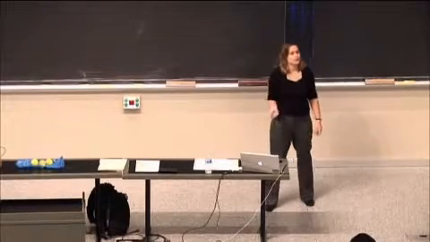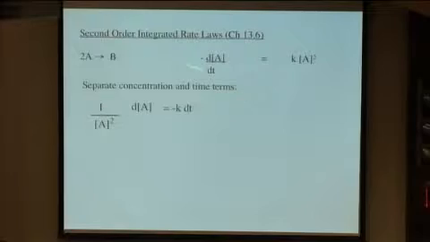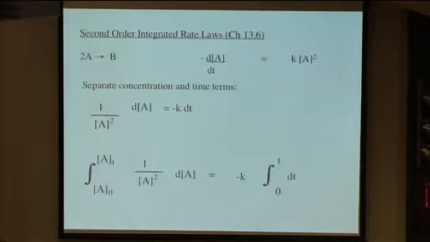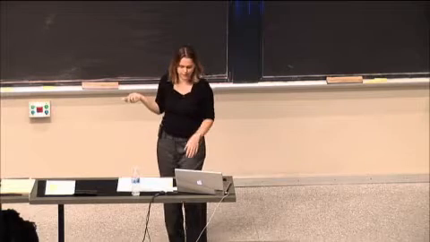Now, as we did with the first order expression, we're going to separate our concentration terms and our time terms. So we're going to bring our concentration term over to one side, another concentration term here, and we're going to have our rate constant and our time term on the other side. And now we're going to integrate, because it is an integrated rate law. So we can integrate from the original concentration of A to the concentration of A at some time t. And then we'll also integrate from 0 time to that time t on the other side.